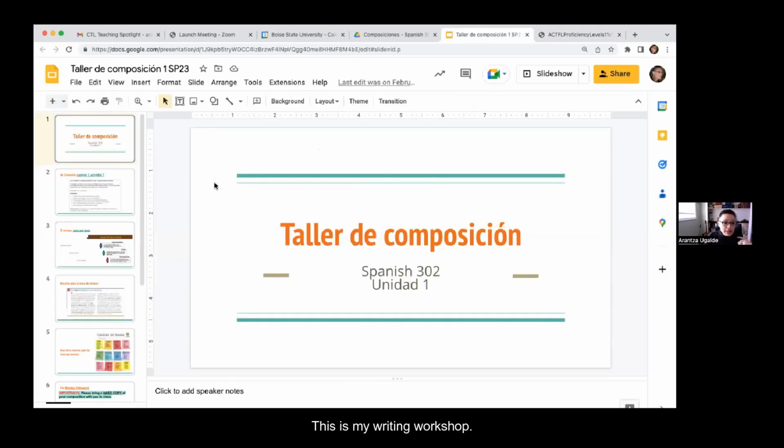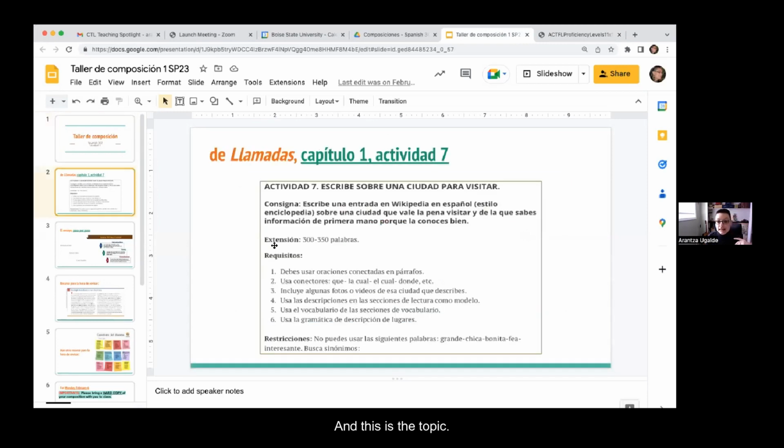This is my writing workshop, and this is the topic. Our first essay is to write about a city that the student knows well. And this is to get them writing about and speaking about and presenting about something that is not first person. So going outside of what they do every day to something that is outside of themselves, describing a city more into the third person. They're writing something like a Wikipedia page about a city that is worth a visit, and they're writing this all in Spanish.